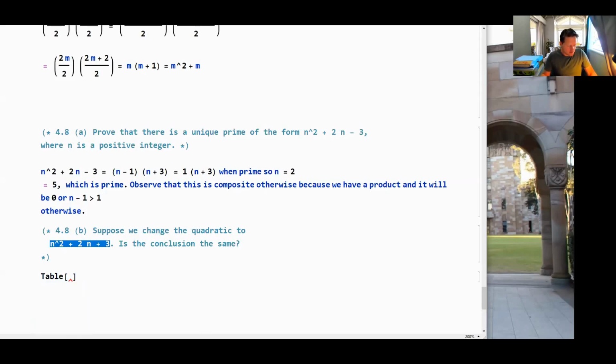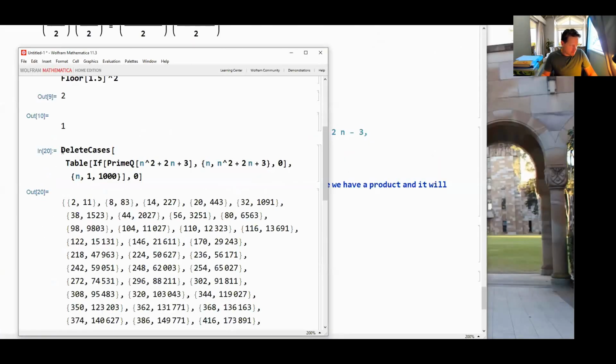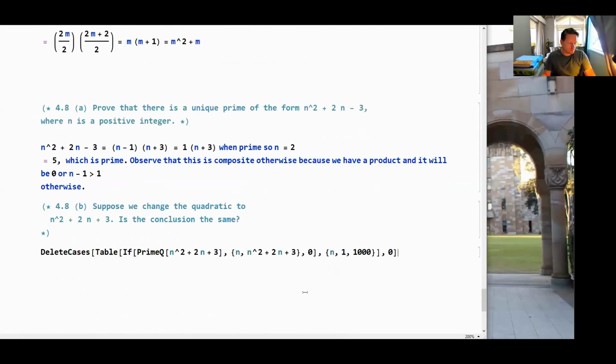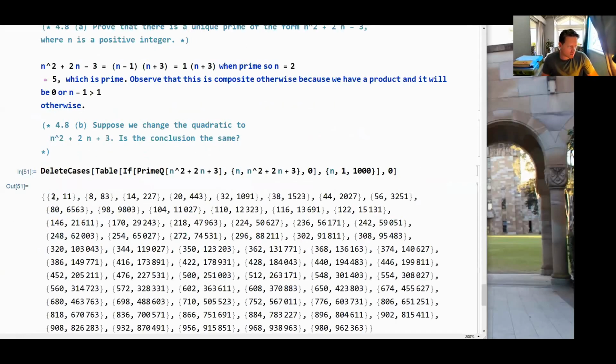I can just show you a list right here while we're at it. I think I did that a moment before. So right here, just copy and paste that in. Here I just wrote some code. The first column is the number n, and the second is when it comes out prime. So there are lots of primes that come out of this one.